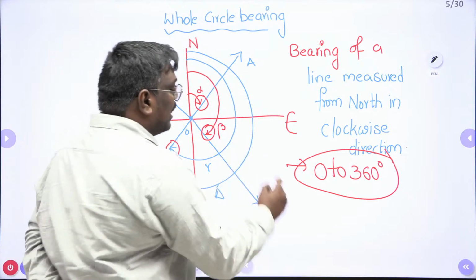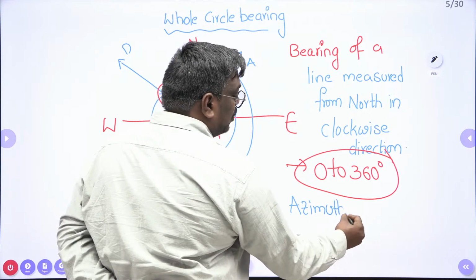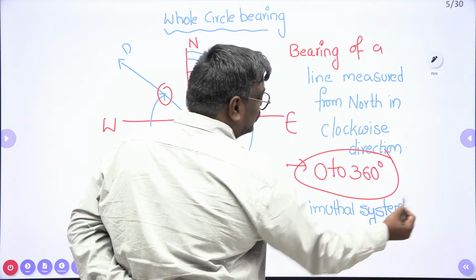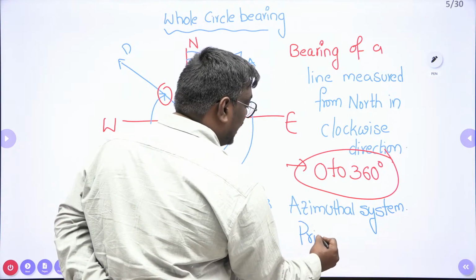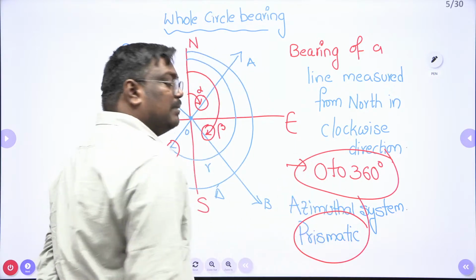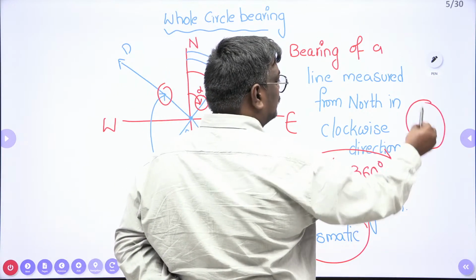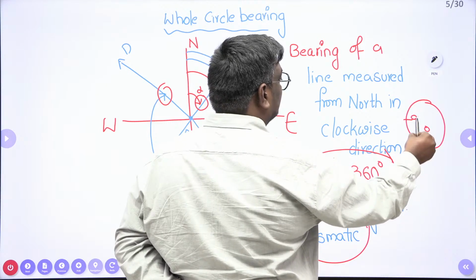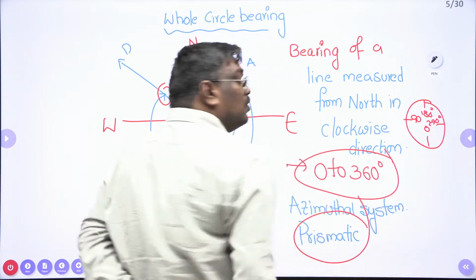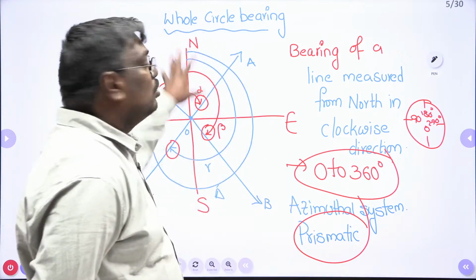The next point is that whole circle bearing is also known as the azimuthal system, and this is a typical question asked for 1 mark. Which compass follows whole circle bearing system? The compass which follows the whole circle bearing system is the prismatic compass. And the prismatic compass will be like this, my dear students: 0 degrees at south, 90 degrees here, 180, and here it will be 270. So they can ask you, and you can say the prismatic compass is calibrated with the whole circle bearing system.